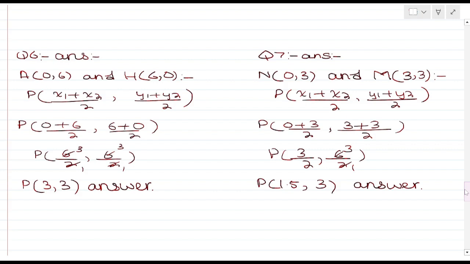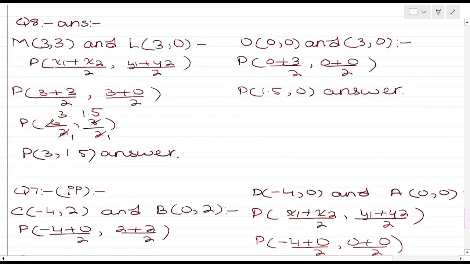In question number 7, we have points N and M. N is 0 comma 3 and M is 3 comma 3. So 0 gets added with 3, divide that by 2, and 3 gets added with 3, that is 6. So 3 by 2 is 1.5 and 6 by 2 is 3.